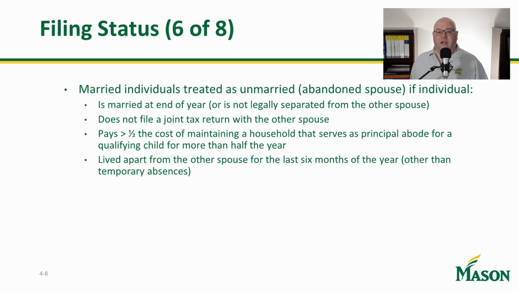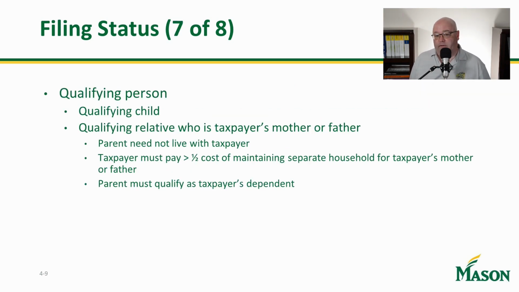In order to qualify for that, you have to live apart from the other spouse for 6 months out of the year, other than temporary absences. I don't know what temporary absences means when you're abandoned, but I guess you have to look that up, because I've never run into that before. The qualifying person, obviously, for head of household status, if you've got a qualifying child, you're going to qualify. There's pretty much no issues here.